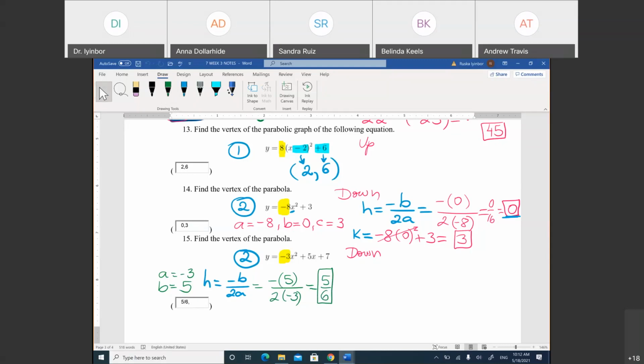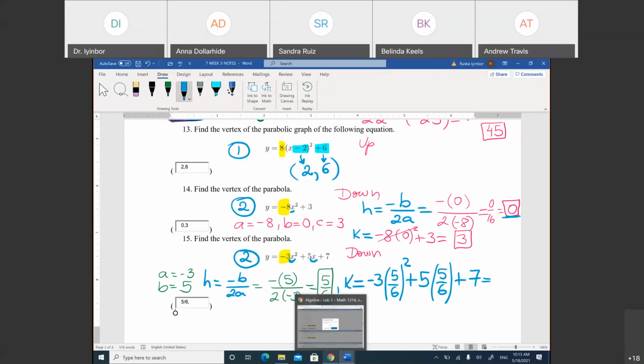Now I need to find the second number. So how do you find K? It's when I plug 5 over 6 in the place of X. Both of the X's are going to be replaced with 5 over 6. So I'm going to follow the function. So I have -3, I'm going to put my X here, squared, plus 5, I'm going to put my X again, plus 7. And we have 5 over 6 as the X. Okay? And then you're going to simplify this. You can just use the calculator for that. So you can just plug it in exactly the way it is.